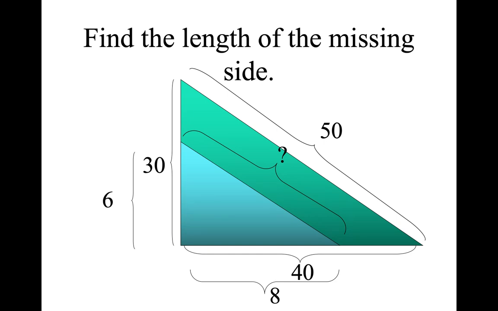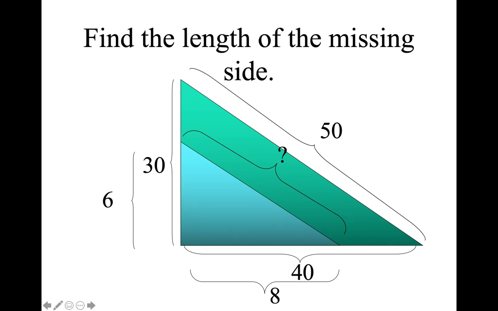Okay? In this case, I need to figure out what this missing side is right here. So in order to do that, the best way is to break up the two triangles and look at each one separately. Look at the blue one separately, and then look at the bigger one separately. If I look at the big one, I've got a 30 by 40 by 50 triangle, and the smaller one is a 6 by 8.